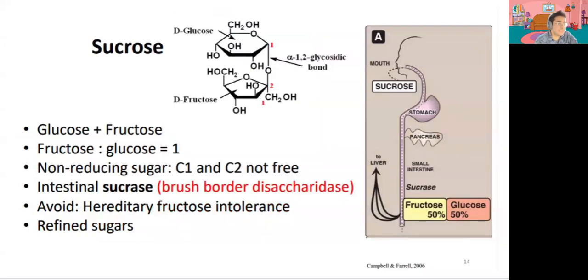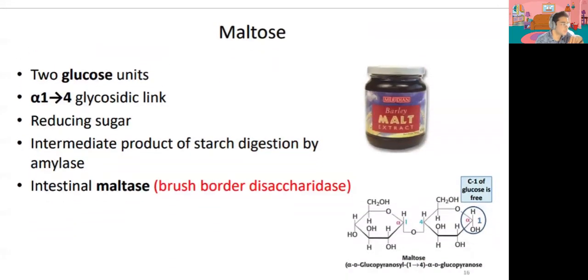Sucrose, okay? This is the yummy stuff that's found in a lot of drinks. So it's glucose plus fructose. Remember, it's a non-reducing sugar, so intestinally it gets converted via sucrase, and it can be broken down, eventually either stored or released. What you need to remember is that it needs to be avoided in hereditary fructose intolerance, because an enzyme is deficient that is no longer able to take the fructose and phosphorylate it and make it available for the cell to convert it into the glycolysis pathway, and two, it can lead to cataract development and other things. So the refined sugar, keep that in mind.